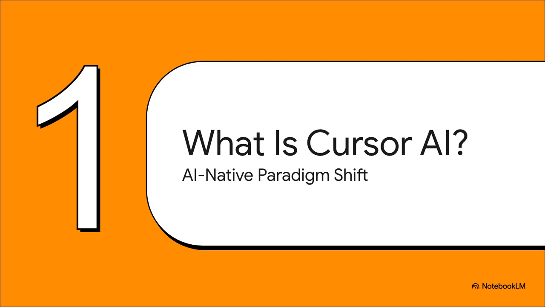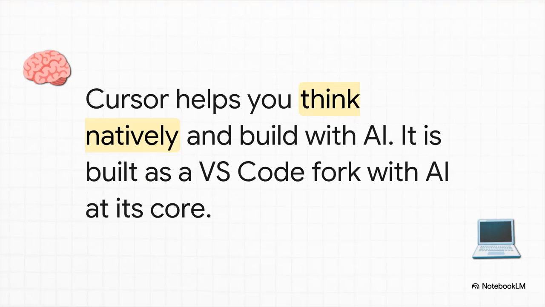What is Cursor AI, the AI native paradigm shift? So simply put, Cursor is an AI-powered code editor, but it's built as a fork of Visual Studio Code. What that means for you is that the transition is completely seamless. All your familiar extensions, your custom themes, your key bindings, they all carry over perfectly.